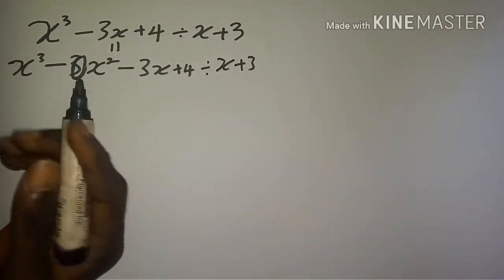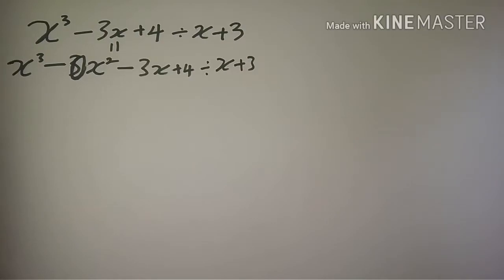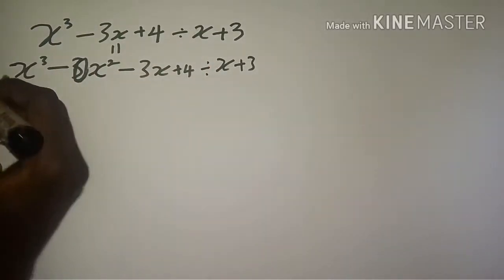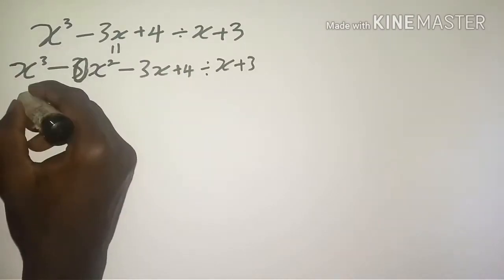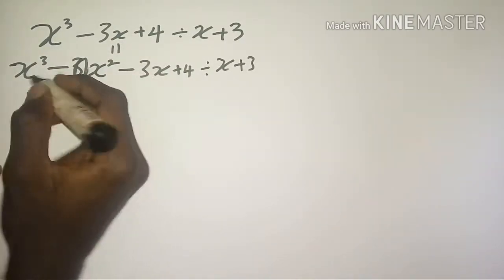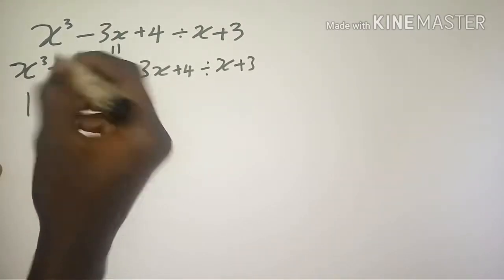So now I'm going to write out the coefficients of what I'm dividing. The coefficient here is 1, the coefficient here is 0. I can put plus 2, it does not matter because it's 0.